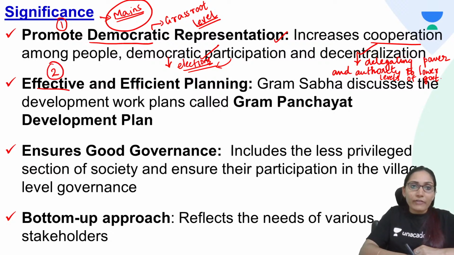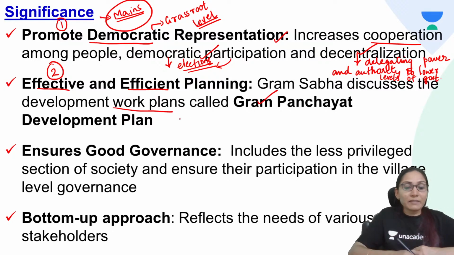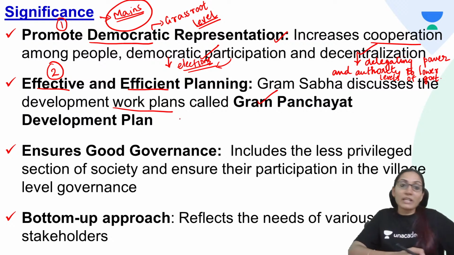Secondly, it helps in effective and efficient planning, especially through Gram Sabha. Gram Sabha discusses the development work plans called the Gram Panchayat Development Plan. The plan of the Gram Panchayat is discussed in the Gram Sabha and approved by the Gram Sabha. So it helps in effective and efficient planning.